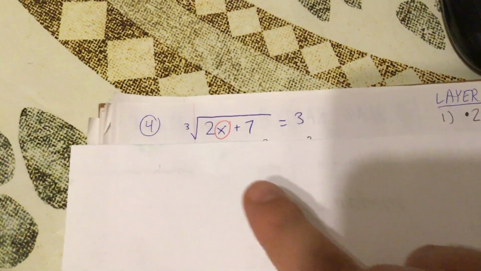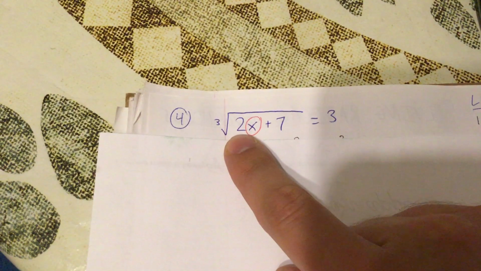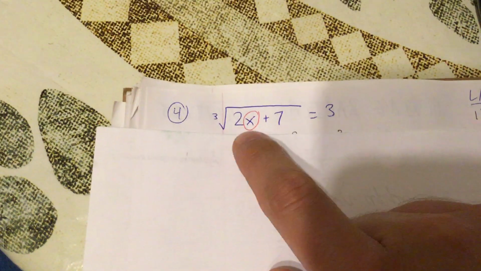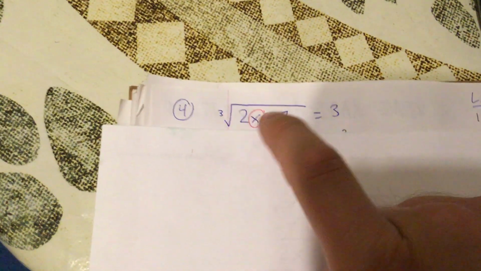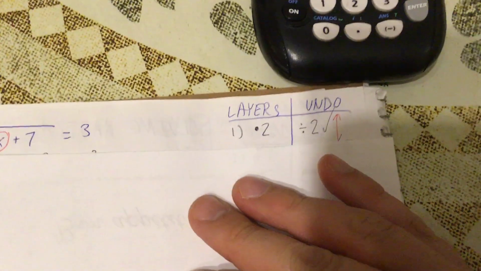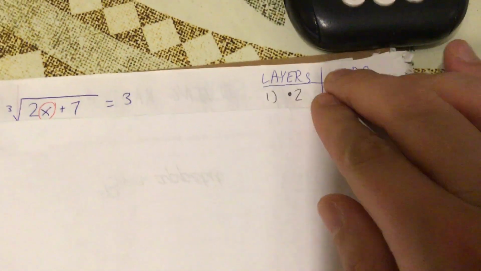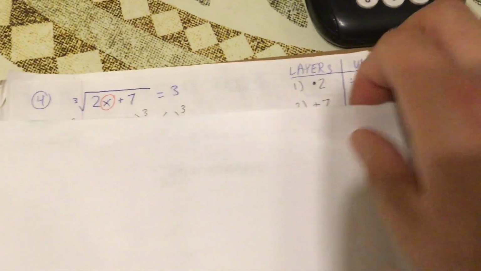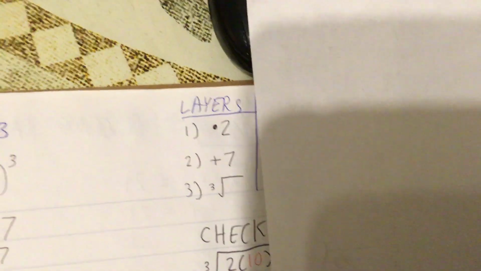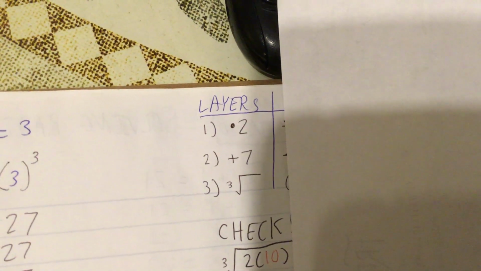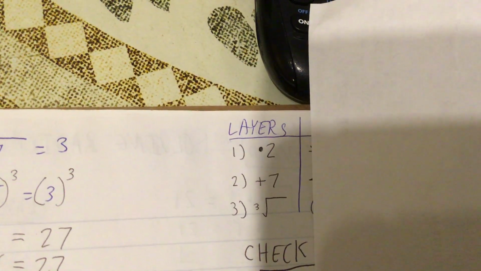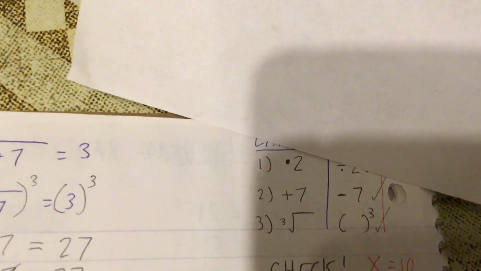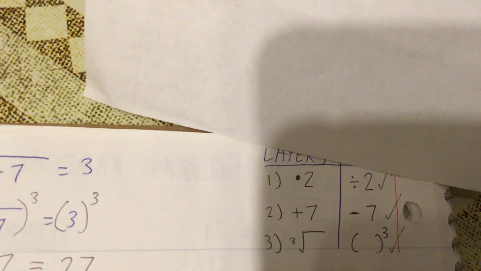So let's look at the layers of x. First things first, that x is getting multiplied by 2. Then 2x is being added by 7. And 2x plus 7 is getting cube rooted. So the layers go times 2, plus 7, cube rooted, and those are all the layers. So I need to undo those layers by cubing both sides, subtracting 7 from both sides, and then dividing by 2.